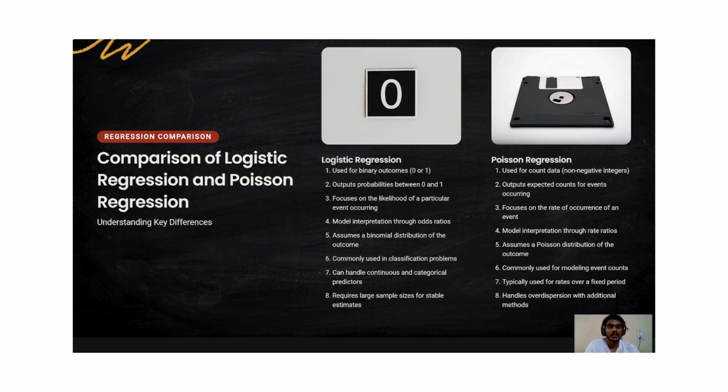Fourth, model interpretation through odds ratios. In Poisson, model interpretation through rate ratios. Fifth, assumes a binomial distribution of the outcome. Assumes a Poisson distribution of the outcome. Sixth, commonly used in classification problems. Commonly used for modeling event counts. Seventh, can handle continuous and categorical predictors. Typically used for rates over a fixed period. Eighth, requires large sample size for stable estimates. Poisson handles overdispersion with additional methods.